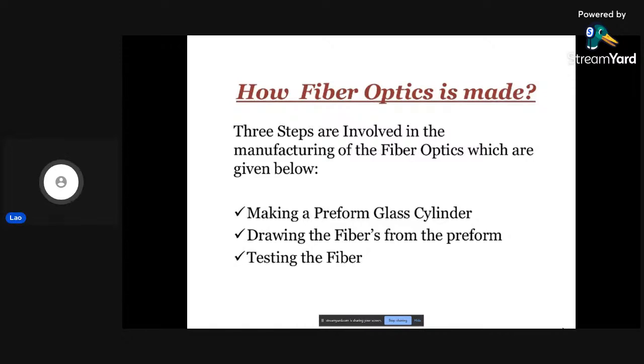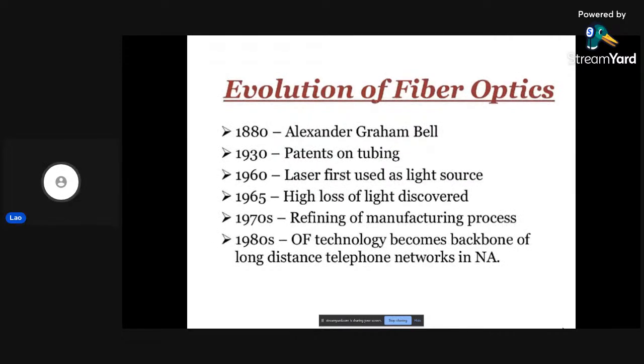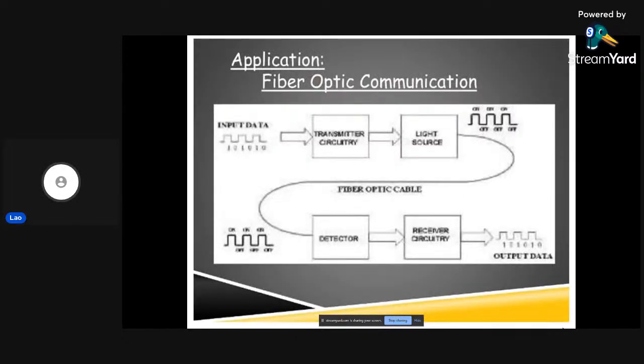So how fiber optics is made? So three steps are involved in the manufacturing of the fiber optics, which are given below. So we do have making a preformed glass cylinder, drawing the fibers from the preform, and testing the fiber. So when it comes to application of fiber optic communication, so we do have input data and output data.